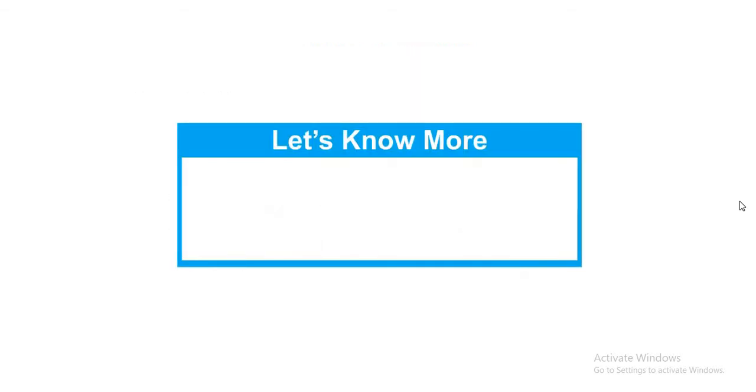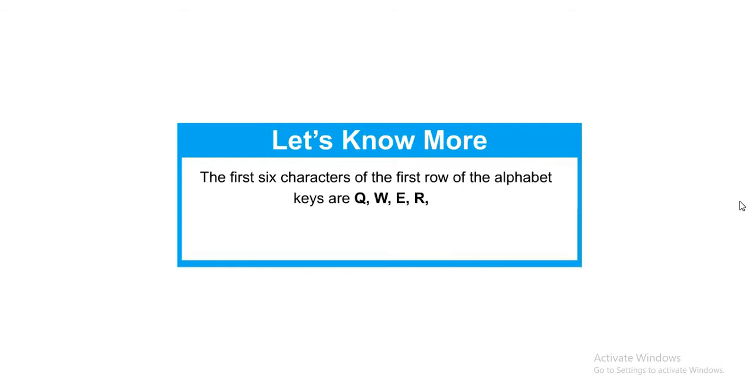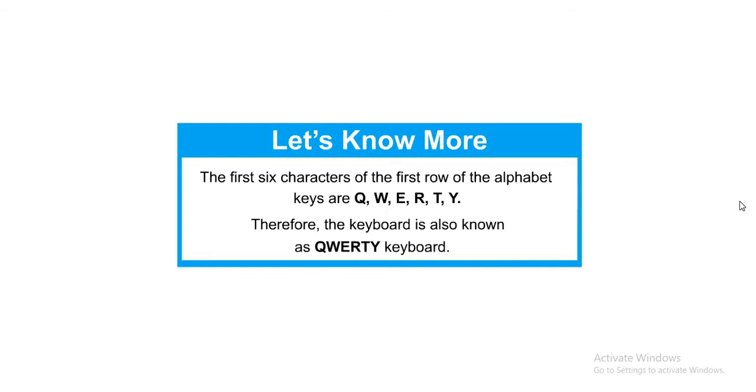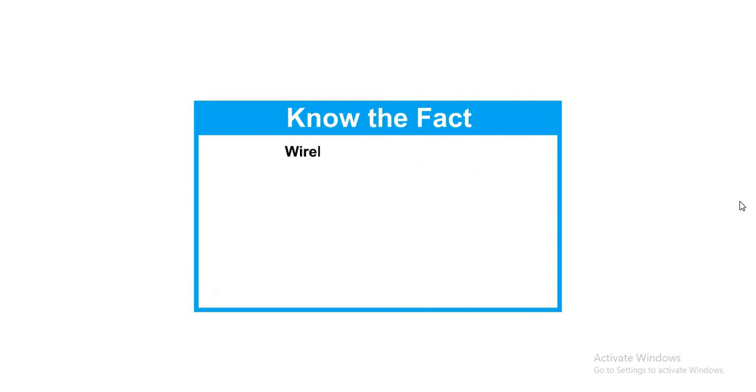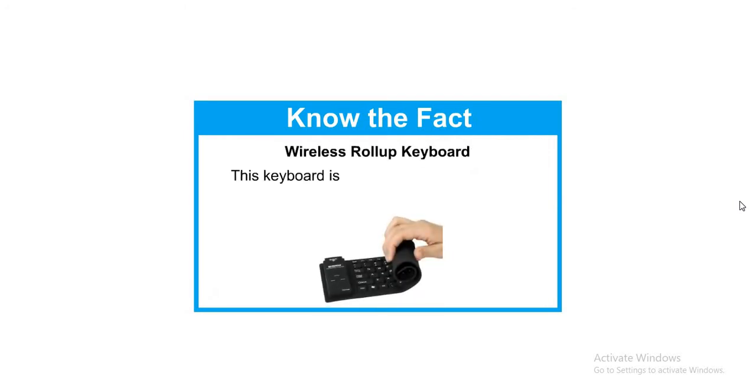Now let me tell you that the first 6 characters of the first row of the alphabet keys are Q, W, E, R, T, Y. Therefore, the keyboard is also known as QWERTY keyboard. Let me share a fact with you. The wireless roll-up keyboard is flexible and water resistant. It can be rolled up and carried along.